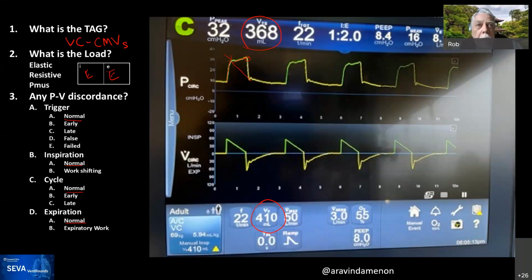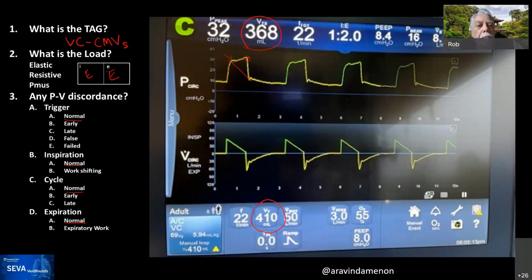Now, one difference that you might run into is the Servo-i. There's still some of them around. They corrected to standard temperature and pressure, dry. So if you compare a setting on a Servo-i with a setting on a Servo-u, you're going to get different volumes delivered to the patient.